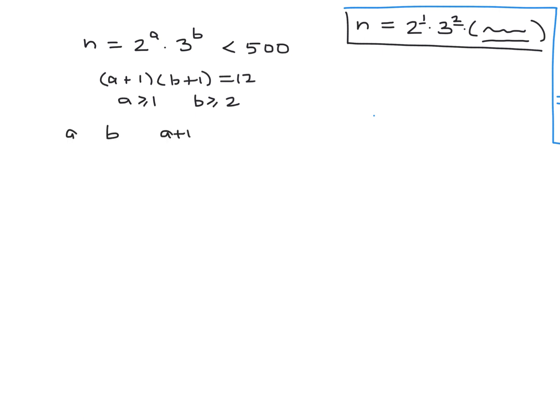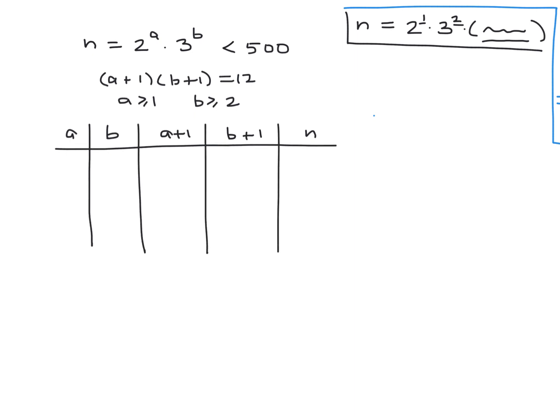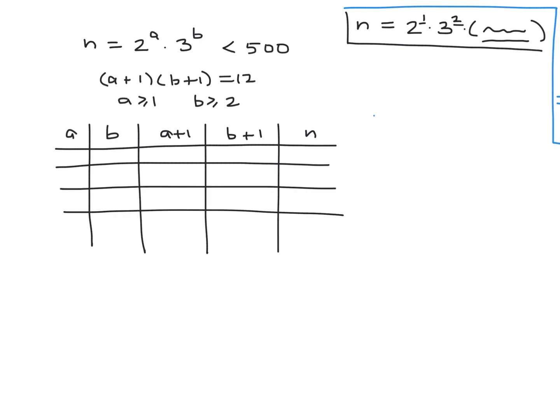And let's see what I get. It shouldn't be that complicated or that time consuming, is what I meant to say. So let's see what kind of parameters, because remember it's got to be less than 500, so we can't go on forever. All right, so let's start. A has got to be greater than or equal to 1, right?